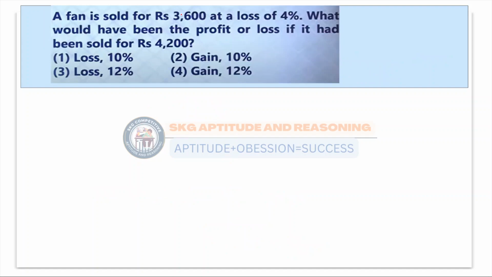Okay, a fan is sold for rupees 5,600 at a loss of 4%. Suppose we assume 100% will be the cost price and there is a loss of 4%. So the effective selling price will be 96%. So this 96% will be 3,600. In order to sell it for 4,200, what will be the price here?